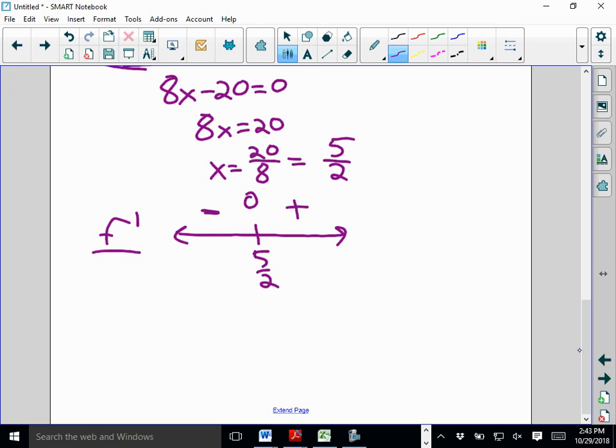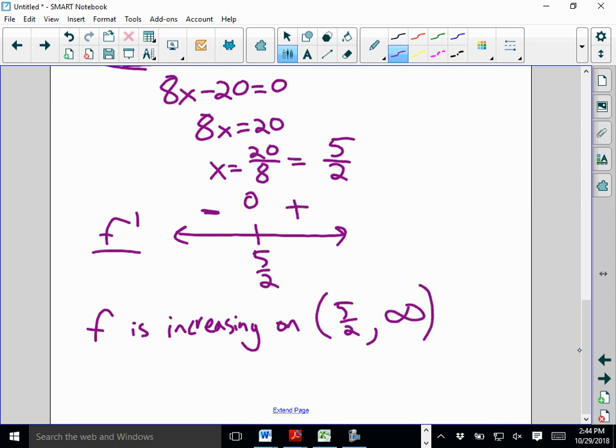So what is the left bound? Well, our left bound is 5 halves. Our right bound, this graph is going to continue increasing forever, all the way out to positive infinity. So I can say f is increasing on the interval 5/2 to infinity. And I need to justify that.